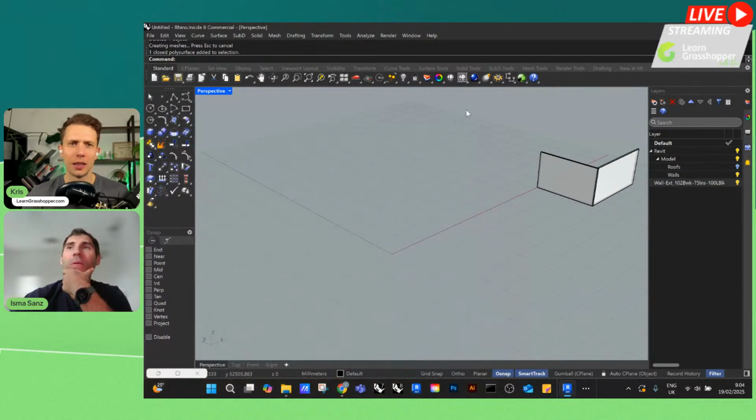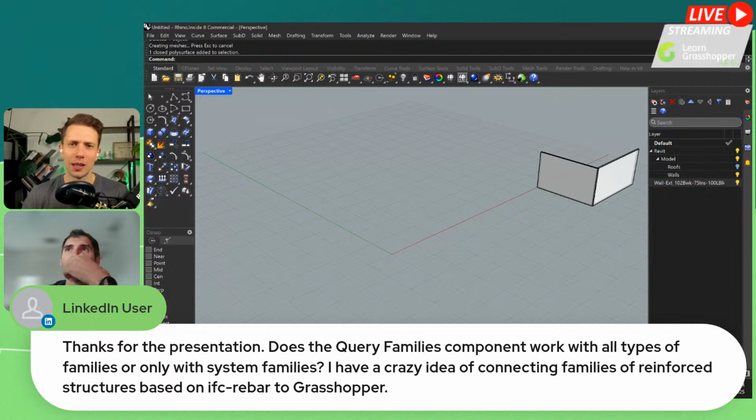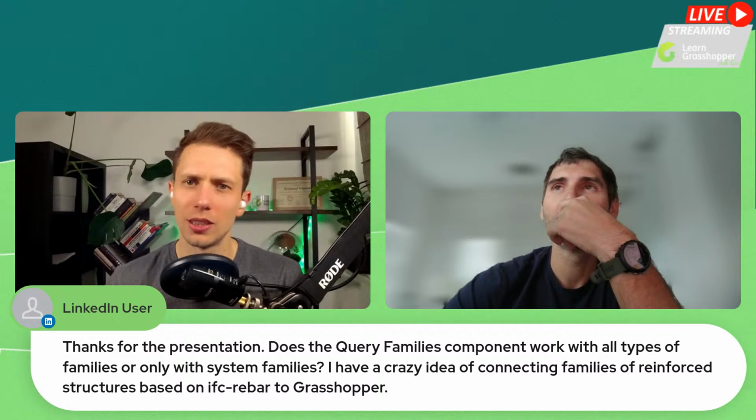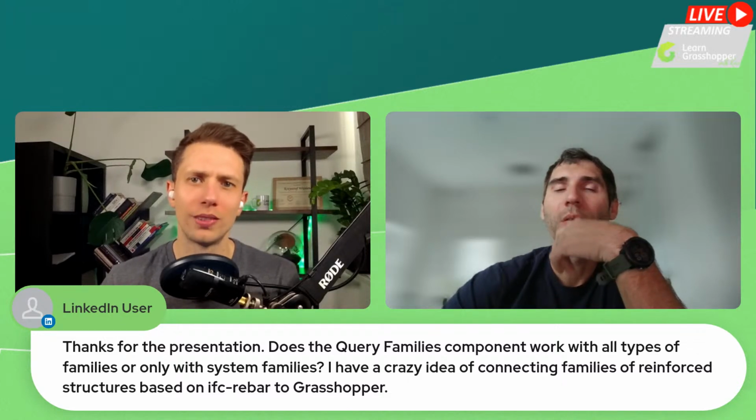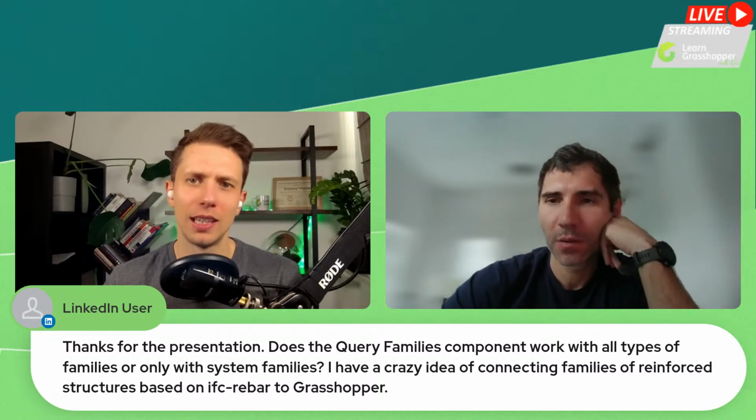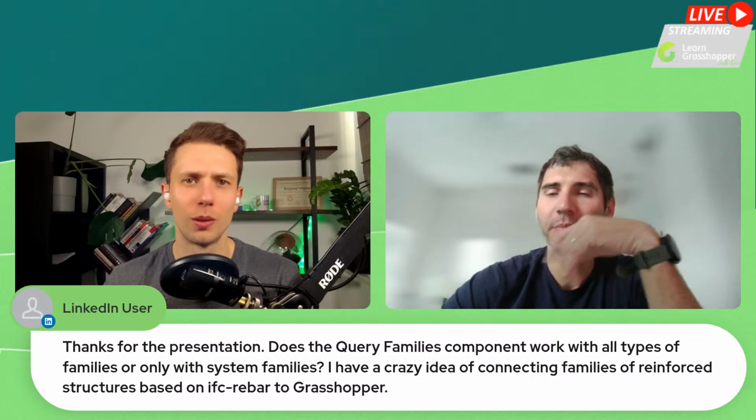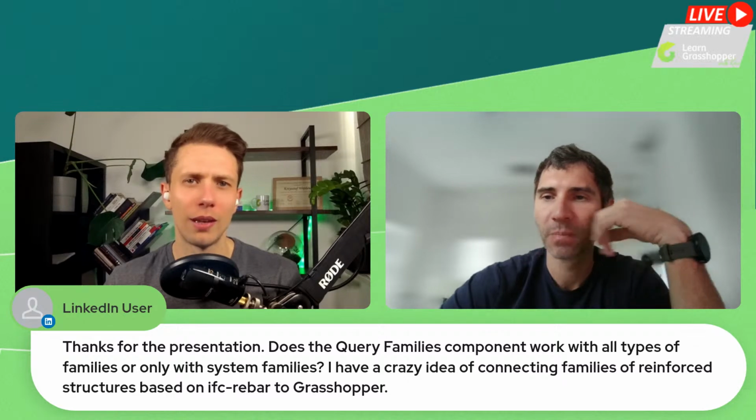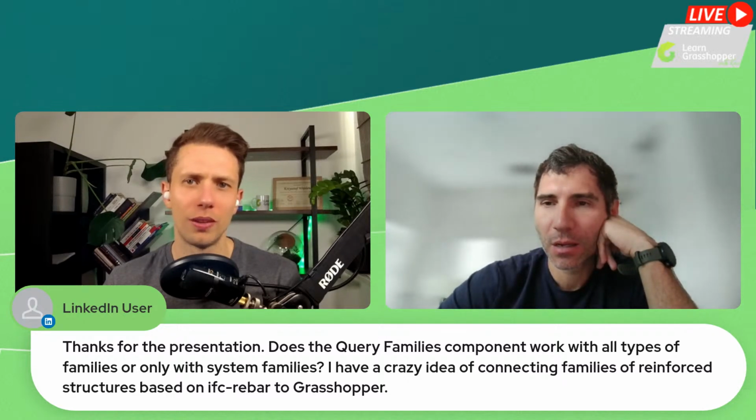Yeah, sure. We have some questions, so let's go to them. There are some questions about families. Maxim asked a really interesting question: Thanks for the presentation. Does the query families component work with all types of families or only with system families? I have a crazy idea of connecting families of reinforcement structure based on the IFC rebar to Grasshopper. That would be cool, but I'm not sure. Do you have any experience with different types of families?